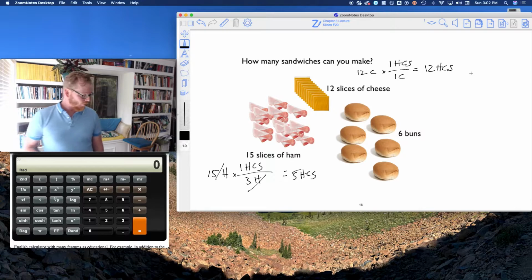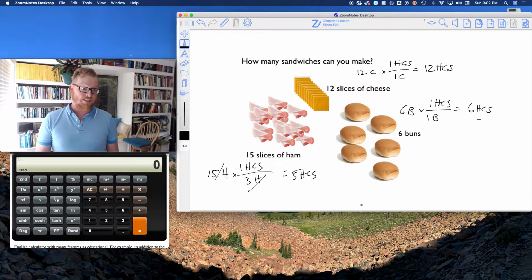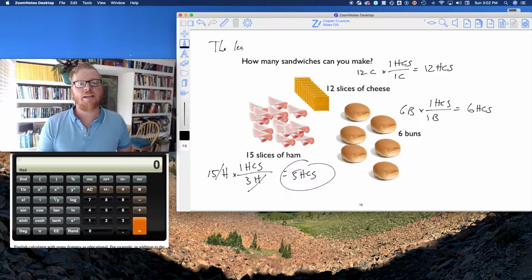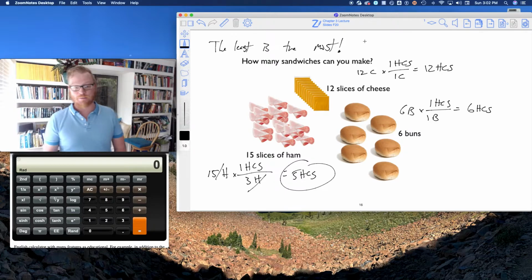And similarly from these buns, if I know I have 6 buns and I know I only need 1 bun to make 1 ham and cheese sandwich, that means that I could make 6 ham cheese sandwiches. So now how many complete ham and cheese sandwiches could I make? And the answer is 5, okay? Because the least is the most? I know that makes no sense, but I want you to think about that in terms of limiting reagents, right? The least number of reagents results in the most number of reactions that can go, okay?